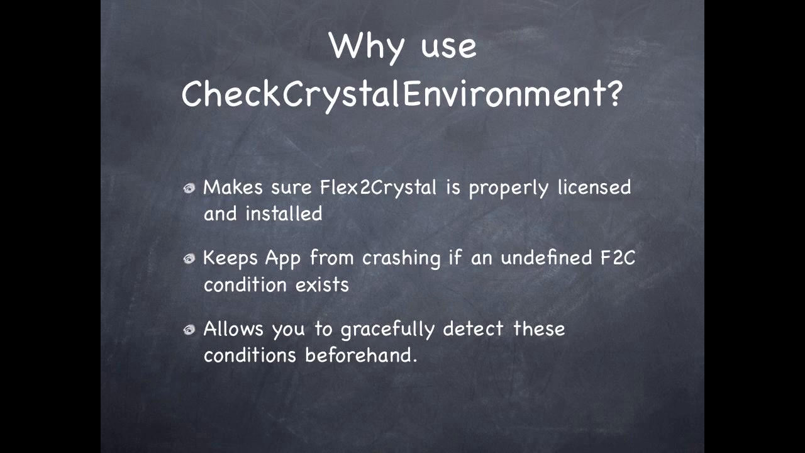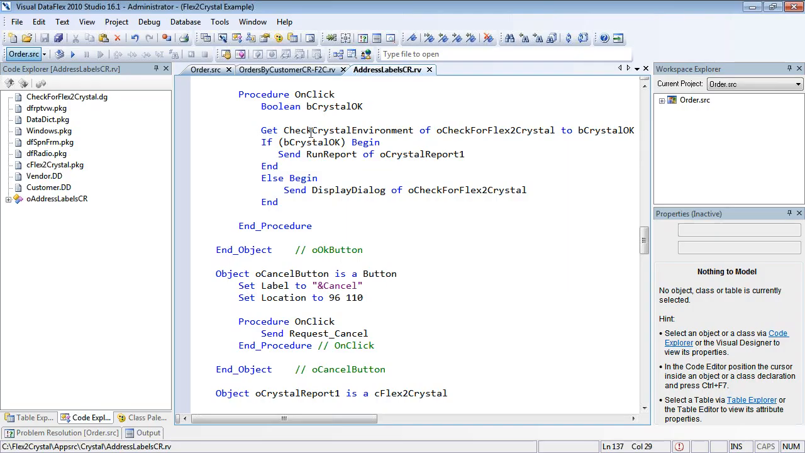And more importantly, the second item here, it keeps the app from crashing if an undefined Flex2Crystal condition exists. So basically, if you aren't doing this and Crystal is, for some reason, in a bad state, if your Crystal isn't installed properly, or, for instance, Flex2Crystal isn't installed properly, you'll just load on DataFlex errors that come up one after the other. And the Check Crystal environment was meant to fix that. So it's important to call that. It allows you to detect that condition and deal with it beforehand so that you're not having to deal with the myriad of errors that you'll get.